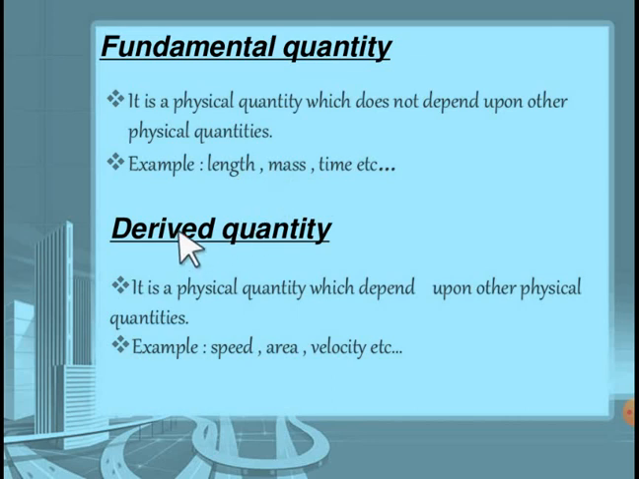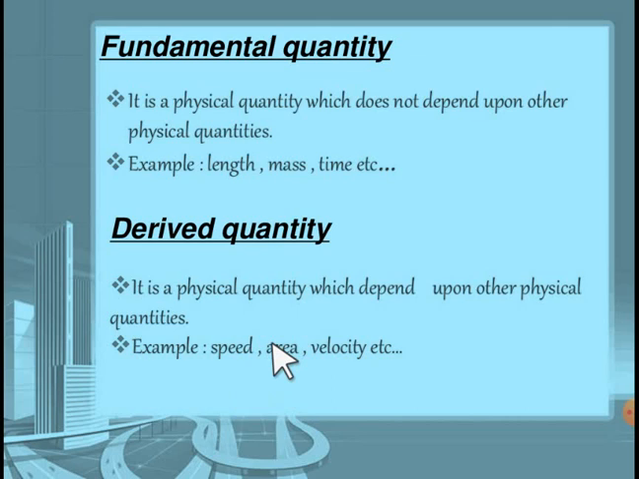Now what is meant by derived quantity? It is a physical quantity which depends upon other physical quantities, that is known as a derived quantity. Derived quantity means this quantity is derived from fundamental quantities. In deriving that quantity, we may require one or more fundamental quantities. Then that type of physical quantity, we term it a derived quantity. For example, let's take it from the simplest one, area.